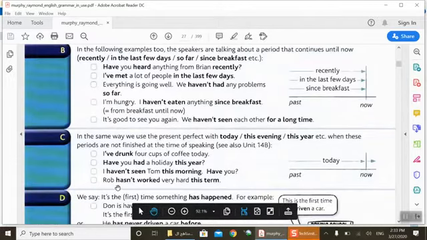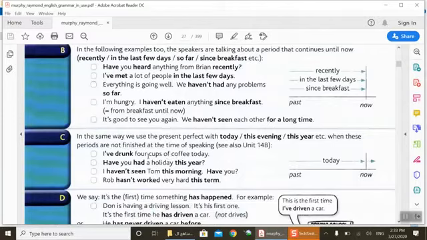Okay. Rob hasn't worked very hard this term. See here, when these periods are not finished at the time of speaking, not finished. For example, I say now, at noon, I have drunk 2 cups of tea today. Okay. Until now I have drunk two glasses of tea today. It means the day hasn't ended yet. I might drink another glass of tea at night. Okay, so I say I have drunk 2 cups of tea today.